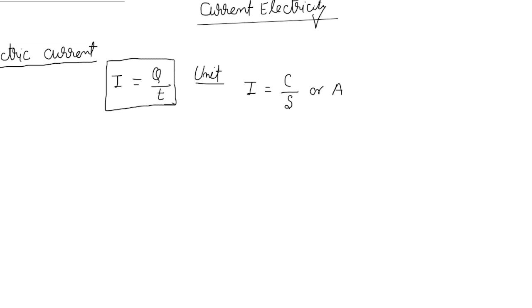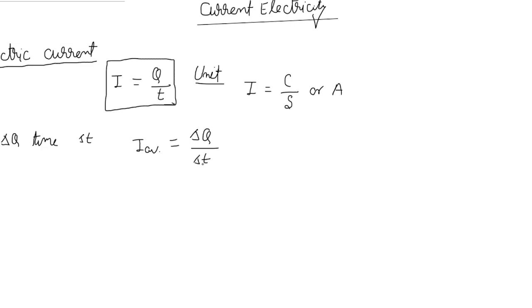Now, if it is given in the question that delta q is the amount of charge flowing through the wire in time interval delta t, then we have to calculate the average value of current. The average value is delta q divided by delta t. This is the average value of current.